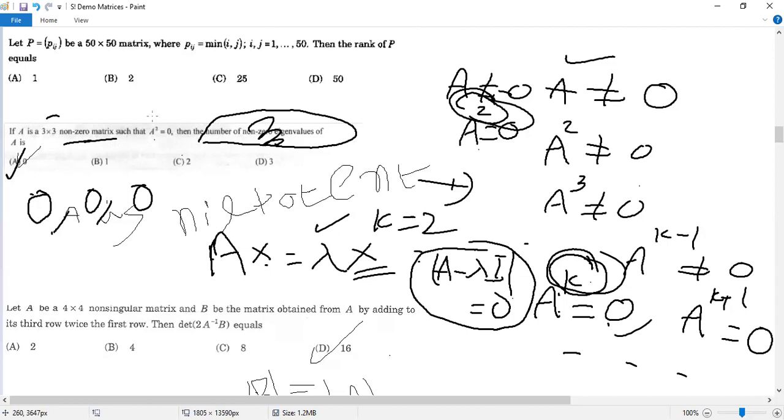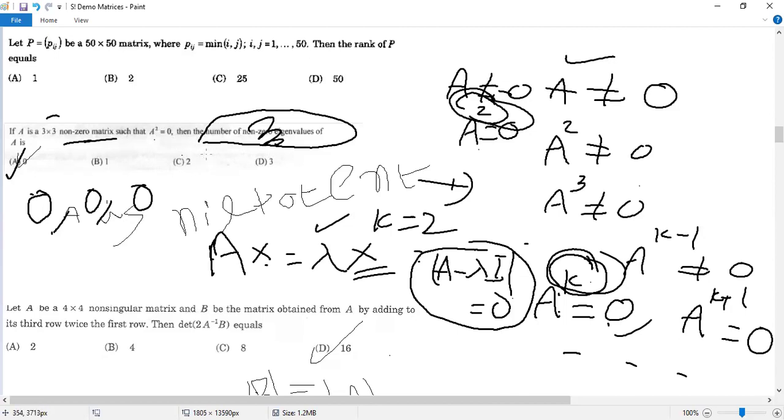Sometimes you may be given it as the first option: A is a nilpotent matrix of order 2, or A is not a nilpotent matrix. That may also be given as an option. But here we are not asked to do that. Then, the number of non-zero eigenvalues. Why is it given A squared is 0? Just to create confusion, because you can see the options. So some students may answer 2. Why do they answer 2? Because A squared is 0, so they think maybe 2 eigenvalues are 0.